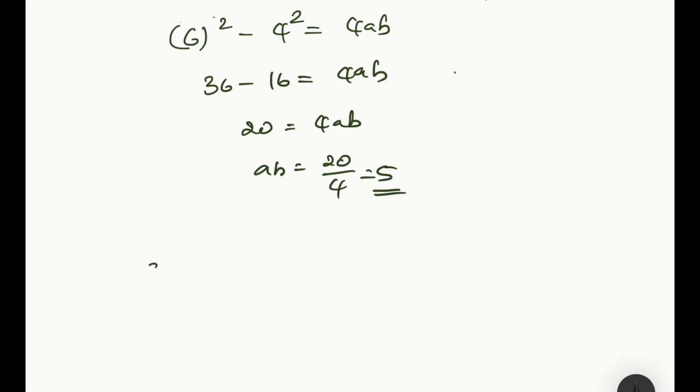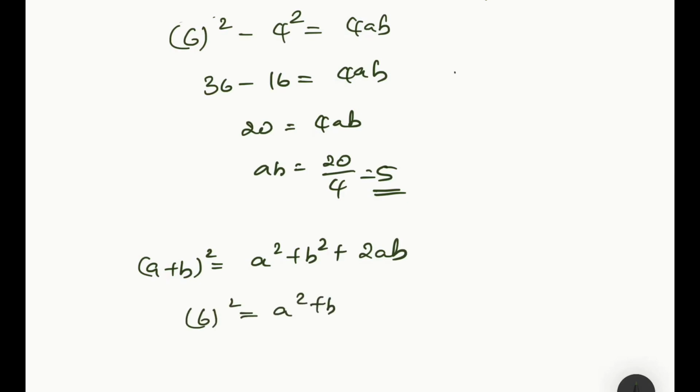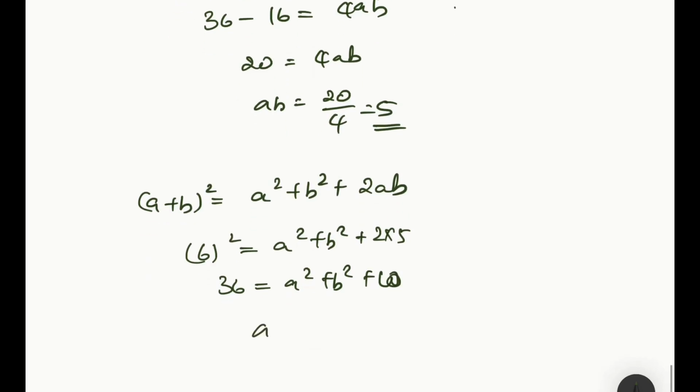Now coming to the first sub question, any of this you can use. (a plus b) whole square is equal to a square plus b square plus 2ab. So what is (a plus b) whole square? That is 6 square equal to a square plus b square plus 2 into 5. 36 equal to a square plus b square plus 10. So a square plus b square equal to 26. 36 minus 10 is 26. That's the value of a square plus b square. Hope it's clear, kids.